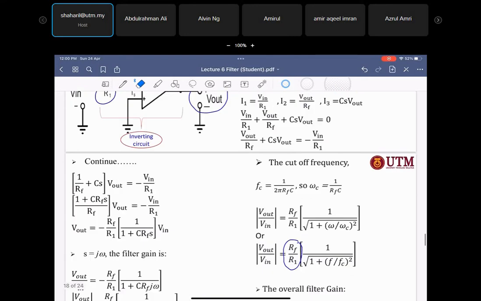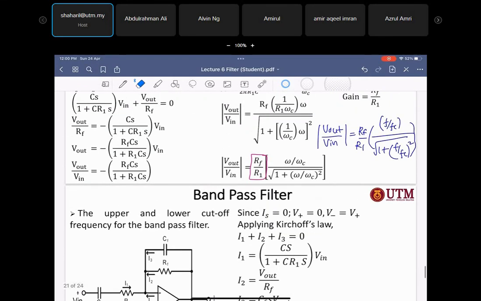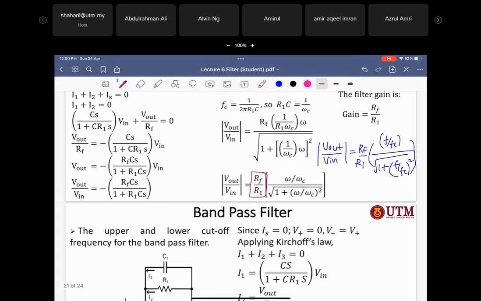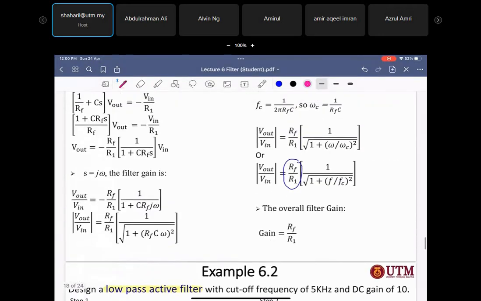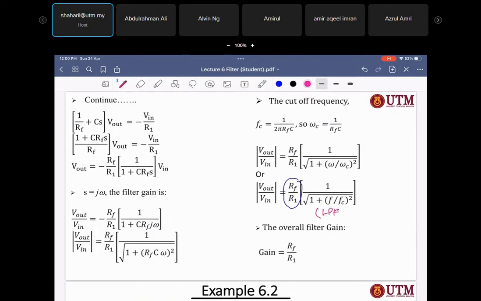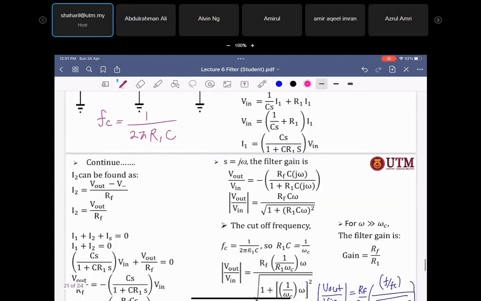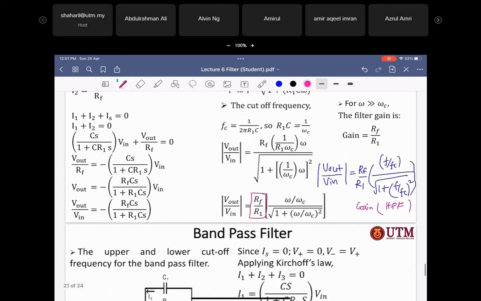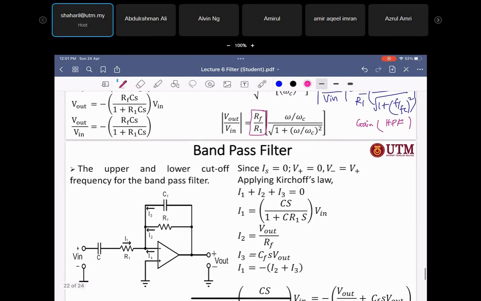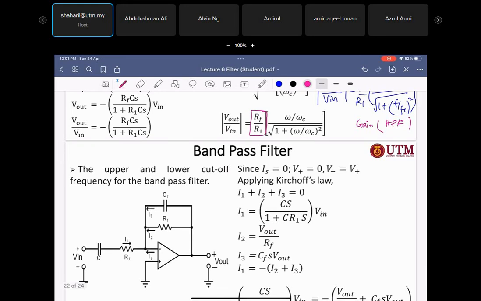So it's from the high pass filter, and then it adds the gain. High pass filter, it adds the gain. The same for the low pass filter, and then it adds the gain. All right, so that's it for the high pass active filter. And the last one that we will talk about is the band pass active filter.